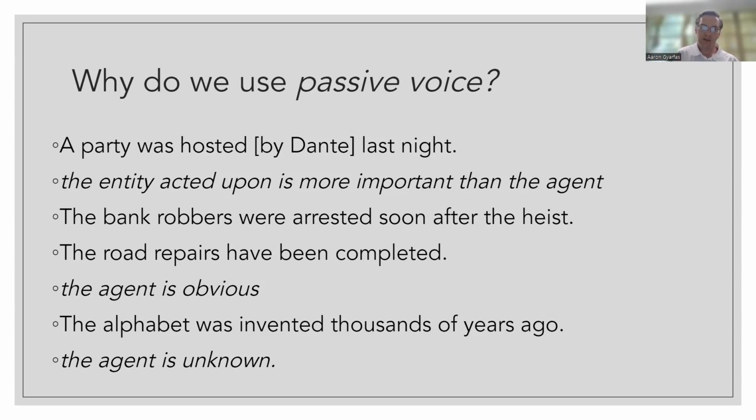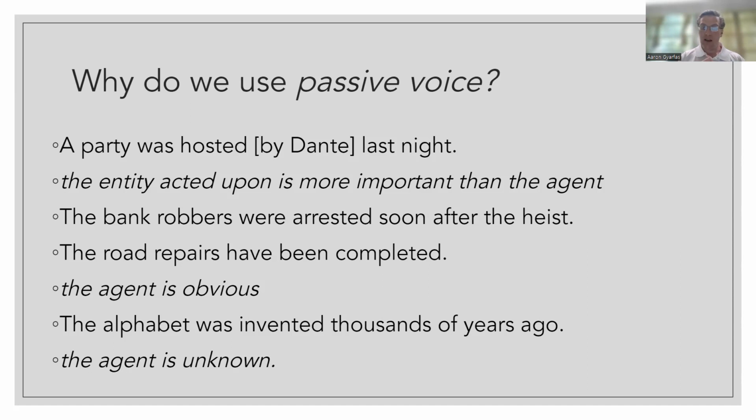I don't need to say they were arrested by the police. It's obvious. If the road repairs have been completed, I don't need to say that they have been completed by the road construction crew, right? We understand that the people doing the road repairs work for the city government, the municipal government. We don't need to specify that. It's obvious. Sometimes, though, the agent who did the action is just completely unknown.